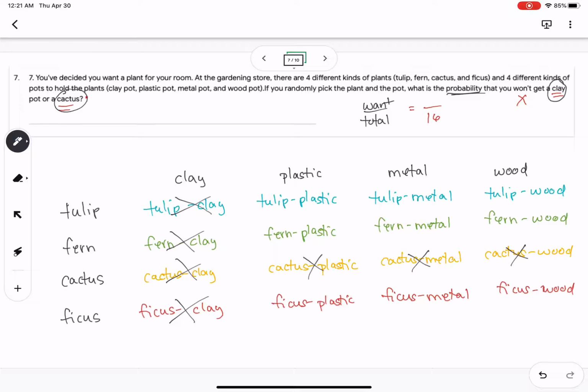And now we just count up what's left, okay? So our options that are left, we've got 1, 2, 3, 4, 5, 6, 7, 8, 9 options that were left. So 9 over 16. Now, 9 over 16 will not reduce, so that is your answer. Remember, type it like that. So you got to pay close attention to those words. It says won't, so I marked out all the ones that did have clay and cactus, and I only counted the ones that did not.